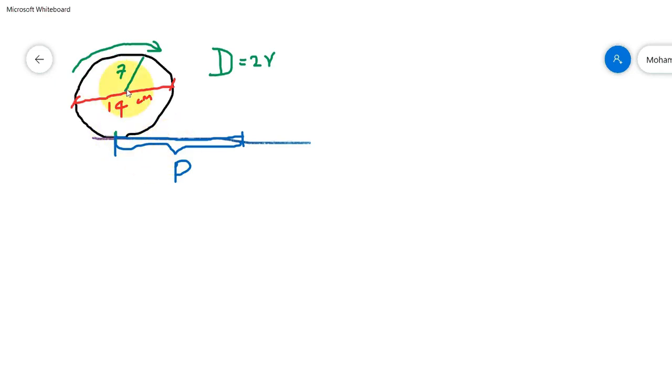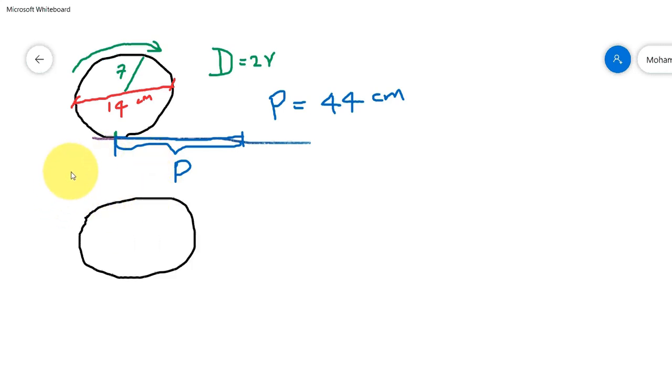When I do the full rotation of this circle, the horizontal distance will be the perimeter of the circle. If you do this experiment for this circle, you will get 44 centimeter. Definitely you will get 44 centimeter. You can try this one. Let me take another circle. This time I'm going to consider a larger diameter.